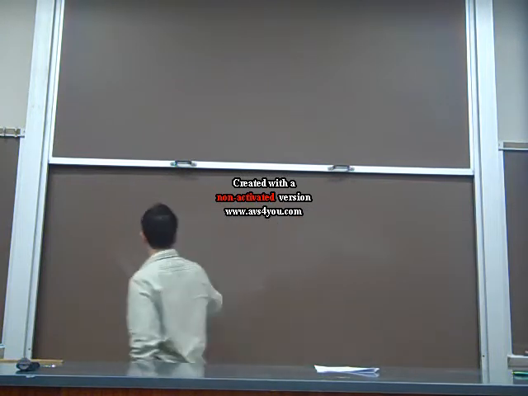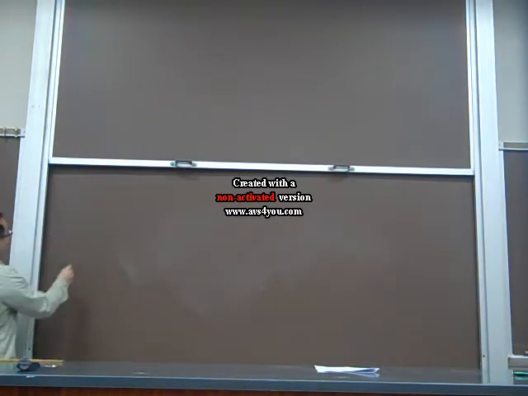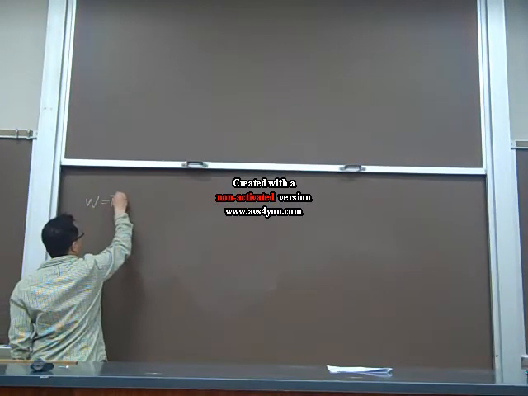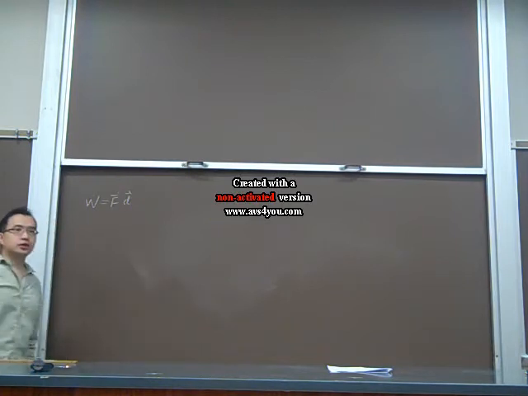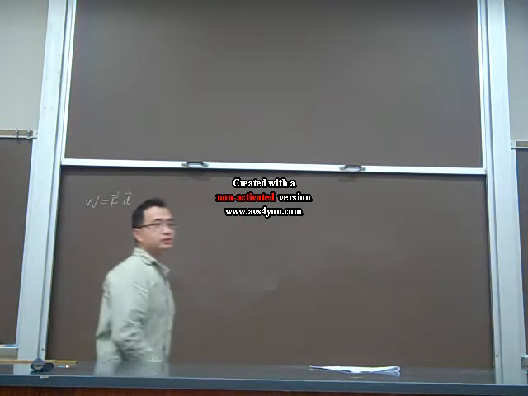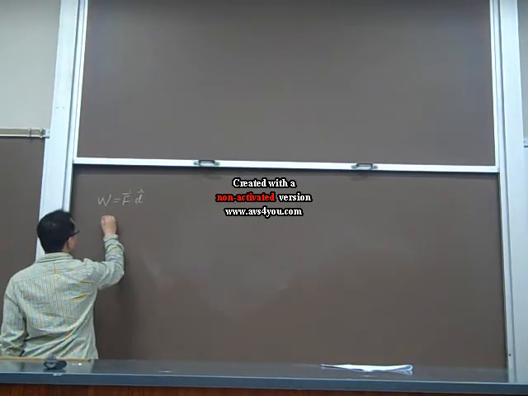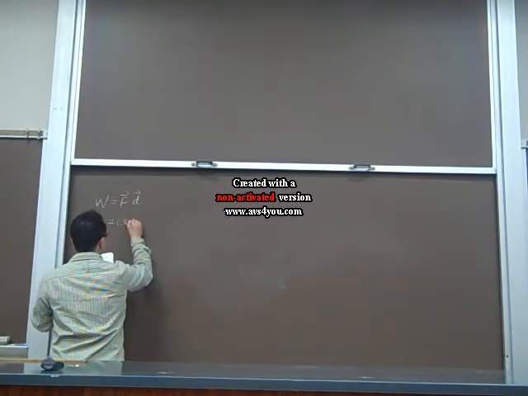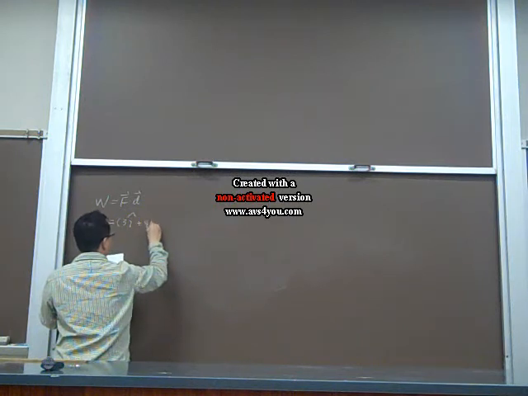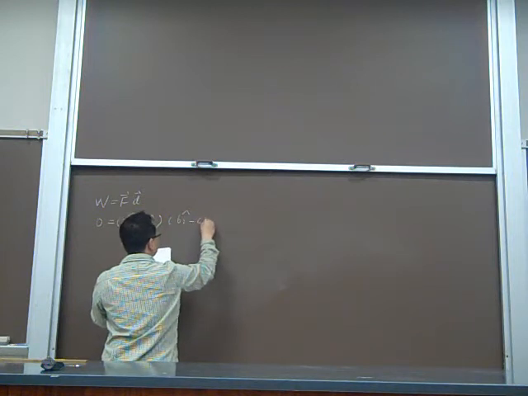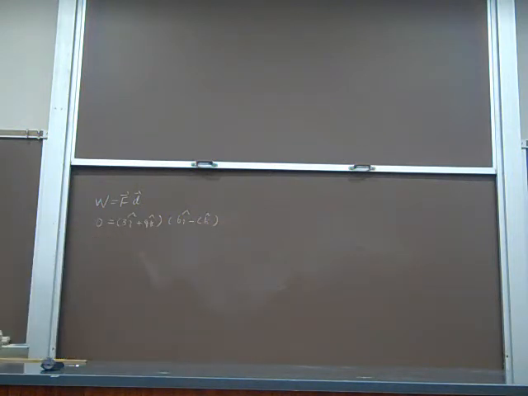Okay, for this problem you need to know these conceptual things. First, work equals force dot displacement, okay, in the vector form. And so we want to make the work equal to 0. So that means 0 equals F, which is 3i cap plus 4k cap, dot 6i cap minus ck cap. So that's the equation you are going to deal with.